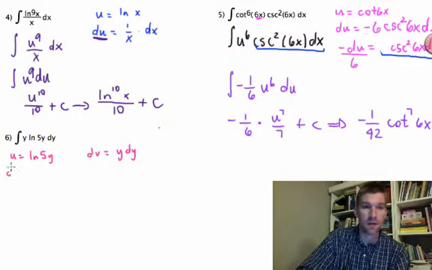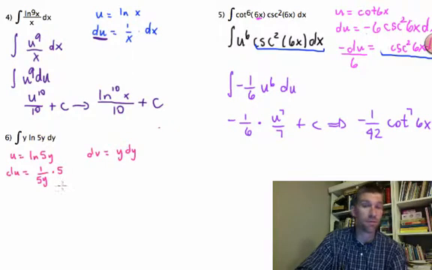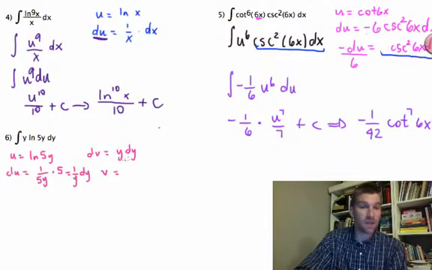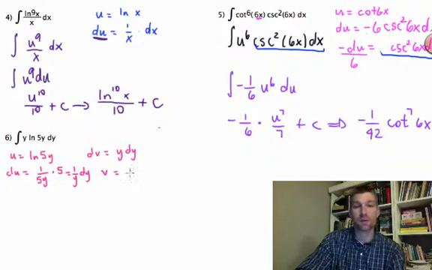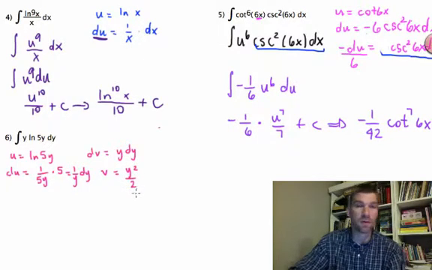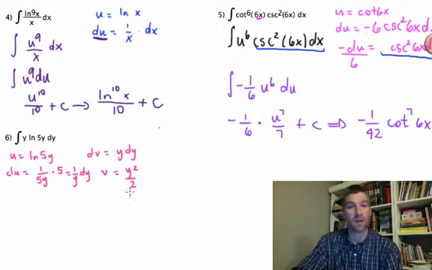So over here, du is going to equal 1 over 5y times the derivative of that, which is 5. So this is going to turn out to be 1 over y, and then we're going to add the dy on there. And v, which means we integrate on this side, is just going to be y squared over 2. All you have to do is add 1 to the exponent, divide by your new exponent.